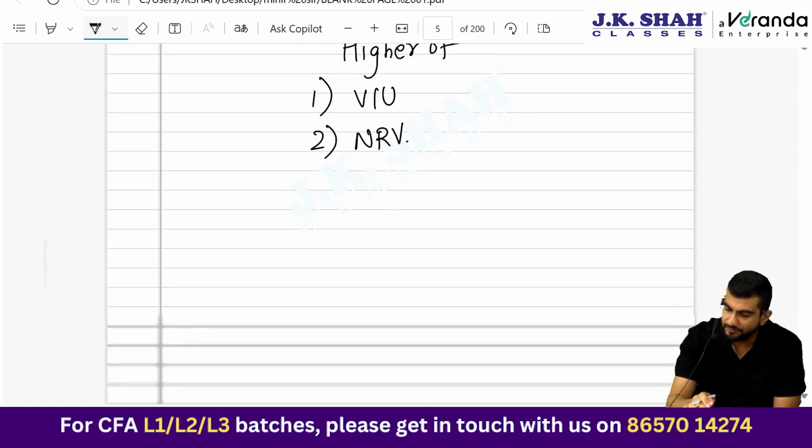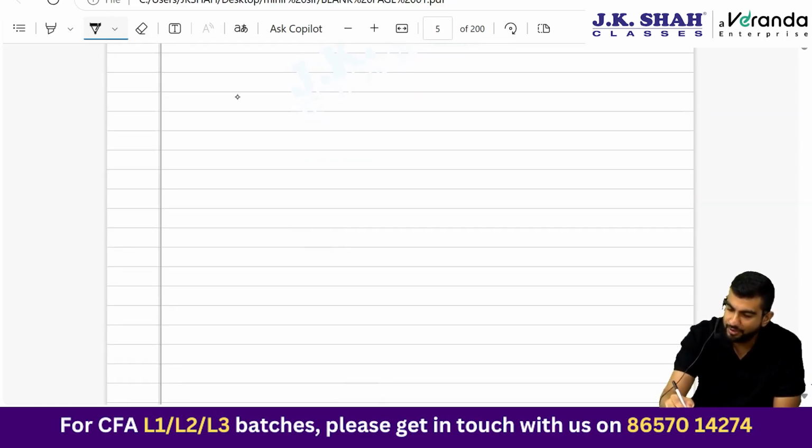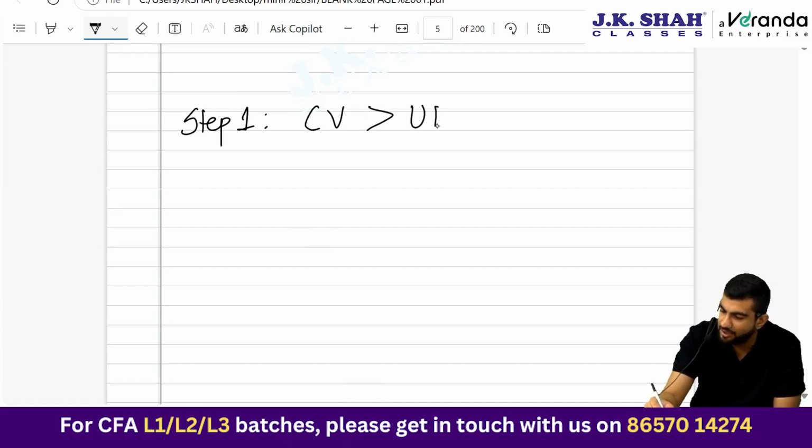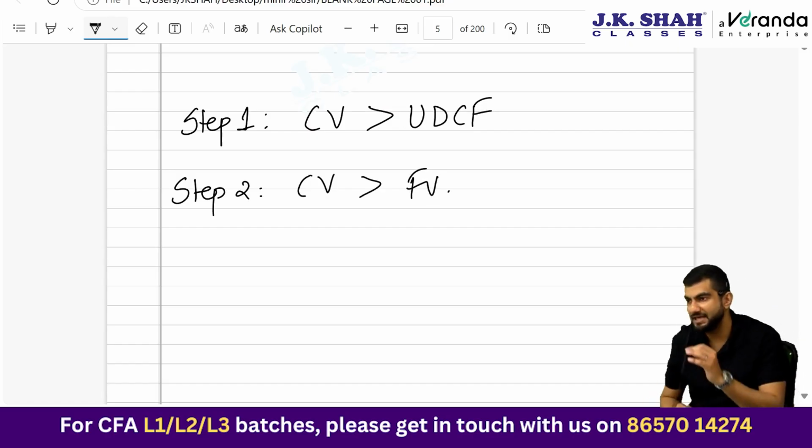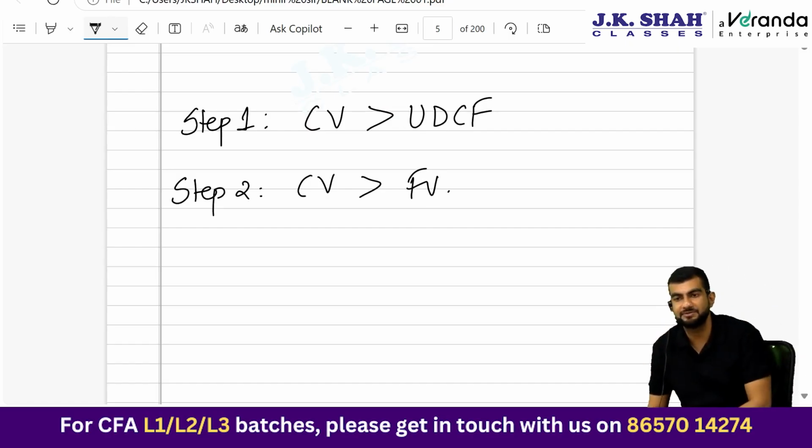Under US GAAP, how to record impairment? There are two steps. Step 1, check if carrying value exceeds the undiscounted cash flows. If yes, move to step 2. In step 2, you check if carrying value exceeds the fair value. If yes, you impair it to the extent of difference between the two.